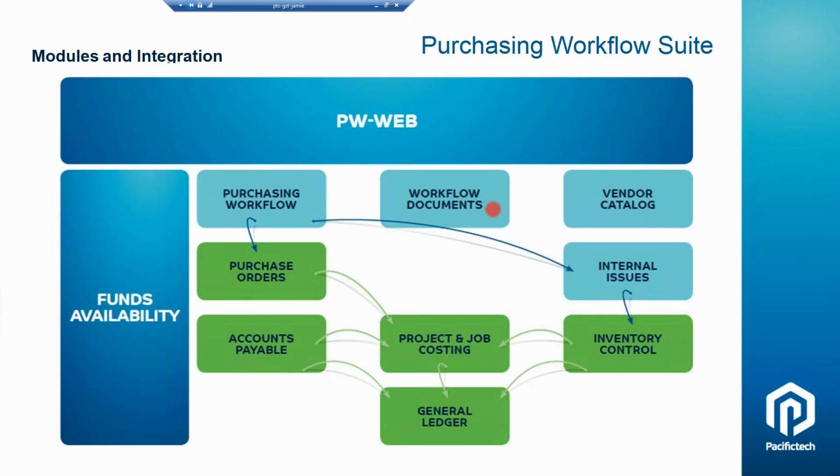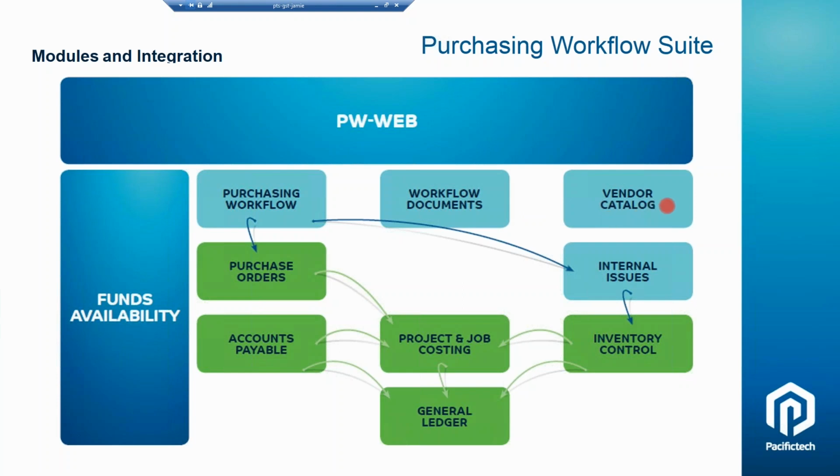Then we've got workflow documents. I've already talked about that. That's where you can attach your supporting documents. Then on the left-hand side, we've got funds availability for the real-time budget checking. So it checks GL budgets, and if you've got project and job costing, it can also check PJC budgets or estimates. We find that only applies to certain types of organisations like government departments and not-for-profits, and also mining, I think, was another industry where funds availability is very important.